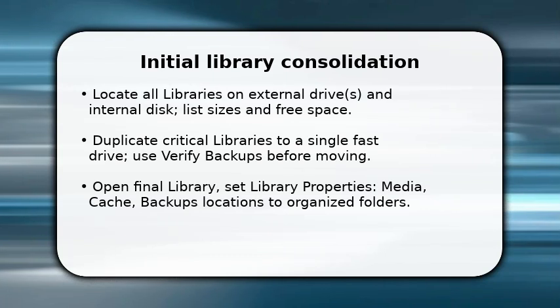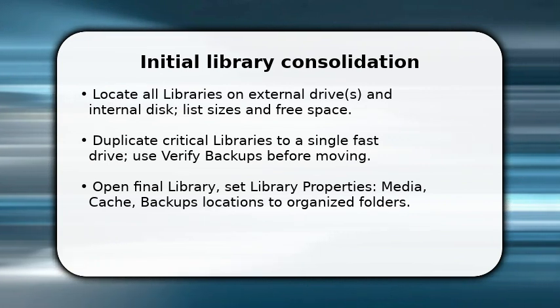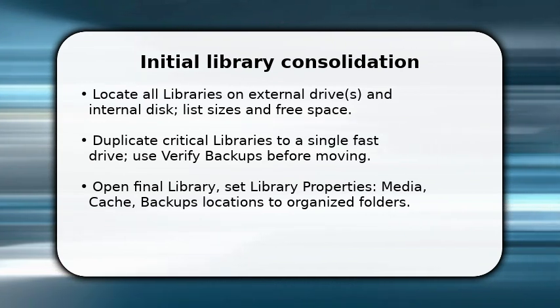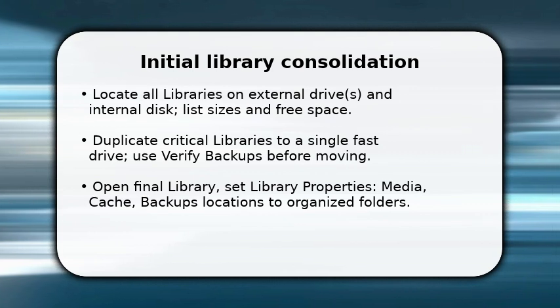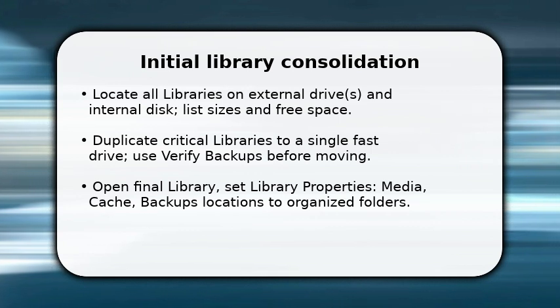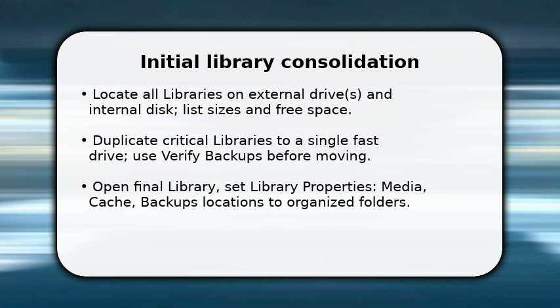Enjoy the video. You start by gathering libraries and choosing one authoritative copy to work from. This avoids fragmented timelines and conflicting media paths. Once chosen, consolidate media into that library or relink external folders, and make sure to set library properties so media, cache, and backups point to predictable folders. While moving files, monitor drive space and run verify backups. This establishes a single source of truth and prevents relink headaches later.